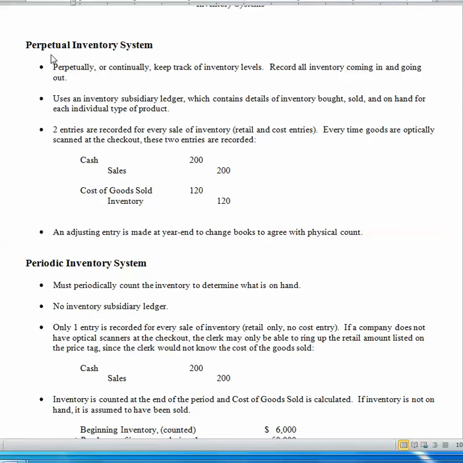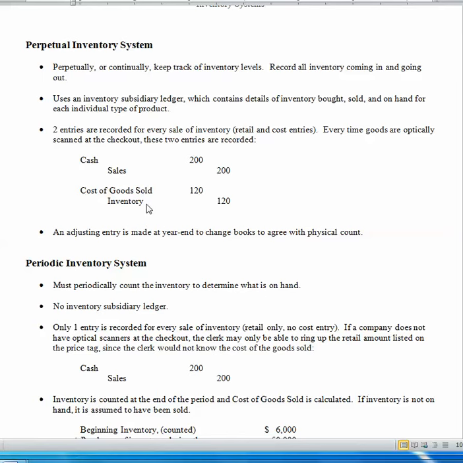And a perpetual system gets its name because the company is perpetually or continually keeping track of how much and exactly what particular items of inventory are coming in the door and what's going out at the checkout. So take a grocery store today that scans your goods at the checkout. At the checkout, it's amazing. Every time goods are scanned, two journal entries are being recorded. One to record the retail amount of sales that are being charged to the customer, and another entry to record the goods that are going out the door.